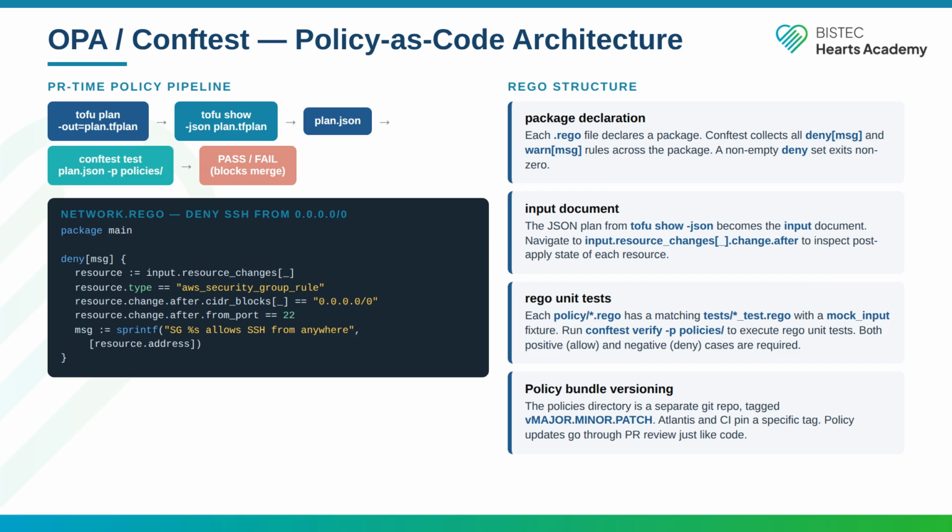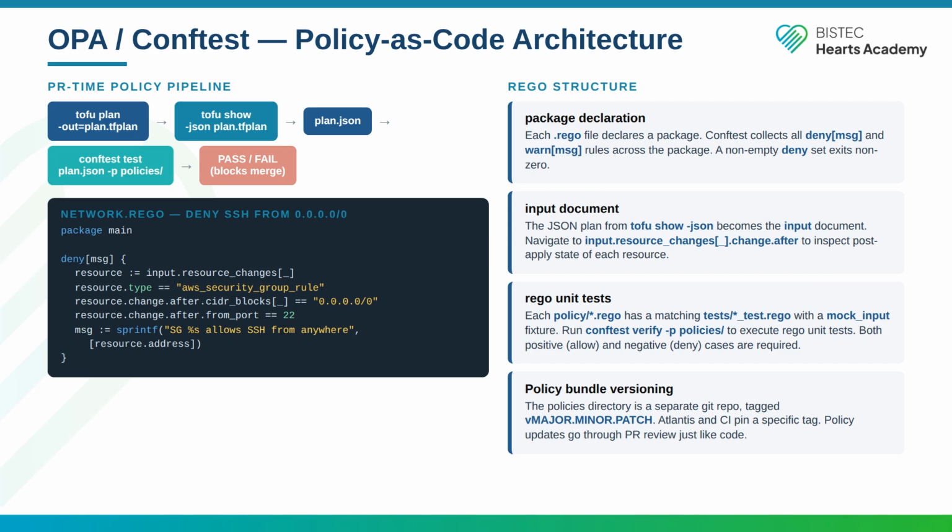The Rego rule on the slide blocks SSH from anywhere. It iterates all resource changes in the plan JSON, filters for security group rules, checks if any CIDR block is the 0.0.0.0/0 wildcard and the port is 22, and emits a deny message with the resource address. If this rule fires, Conftest exits non-zero and the PR is blocked.